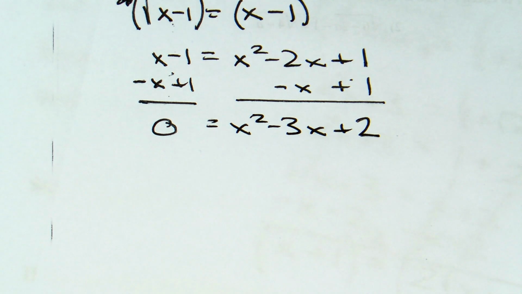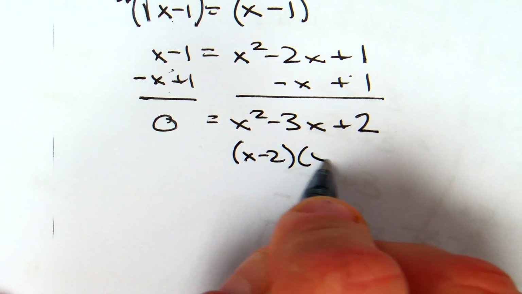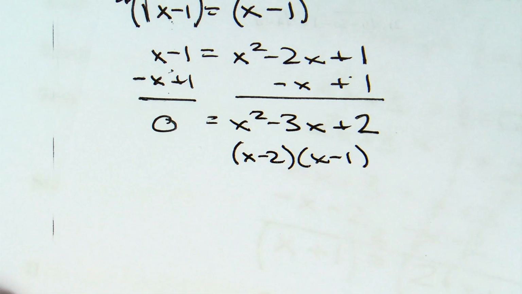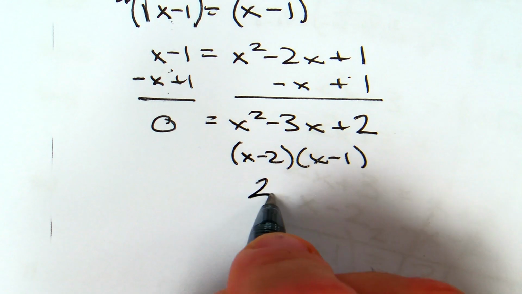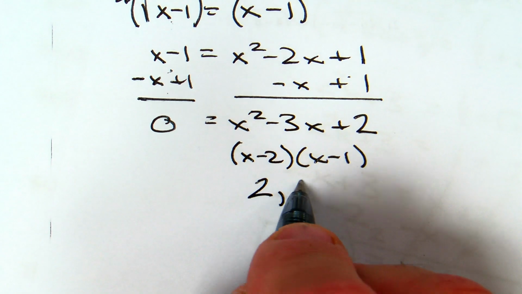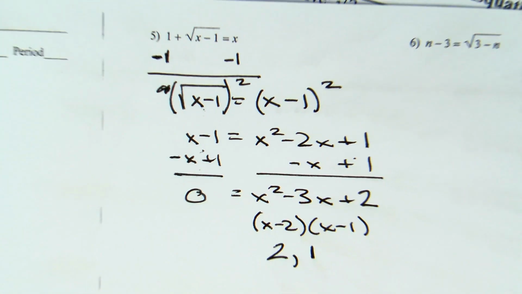If I choose to factor, what two numbers multiply to 2 and add up to 3? Negative 2 and negative 1. So that's x minus 2, x minus 1. What's the opposite of negative 2? 2. What's the opposite of negative 1? 1. So my two possible solutions are 2 and 1.